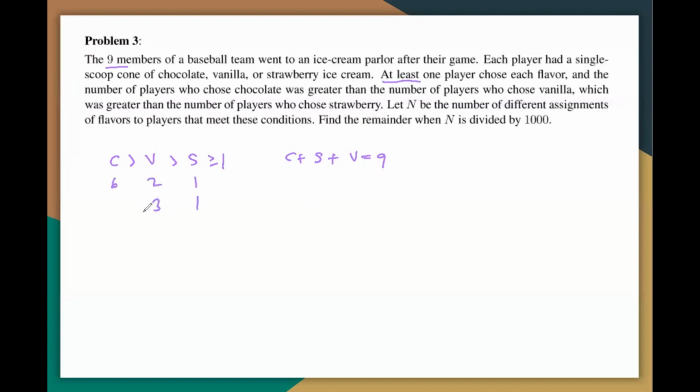If S is 1 and V is 3, that's 4, so C will be 5. I cannot do 1, 4, 4 because they should be strictly larger. And then I can have S as 2, V as 3, and C as 4. So it looks like these are the 3 different distributions we can have.